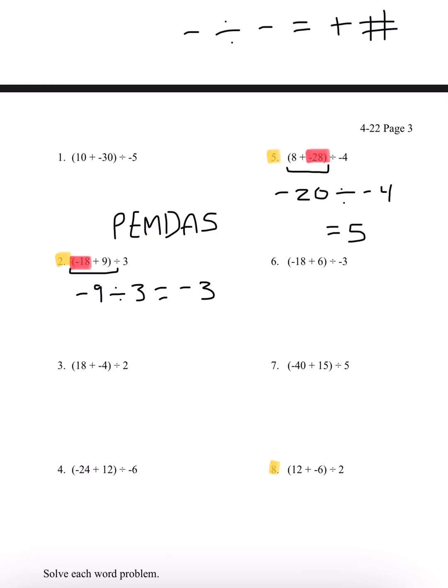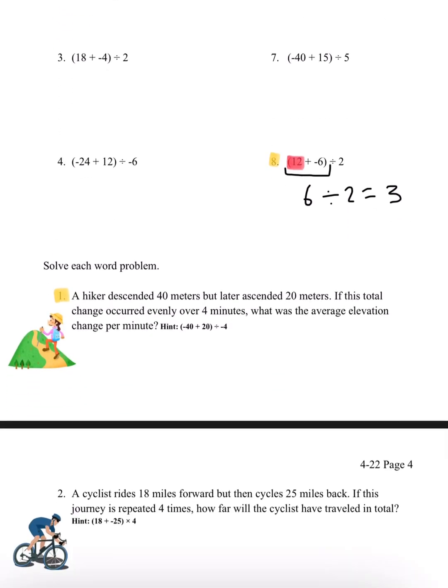Lastly, number 8, we have 12 plus negative 6 divided by 2. In the parentheses, we do first: 12 minus 6 is 6. But we see here that 12 is the bigger number than 6, and 12 is positive. So that means our answer is going to be positive 6. Divided by just positive 2. 6 divided by 2, our answer is 3. Lastly, we have some word problems. I'll be going over number 1.